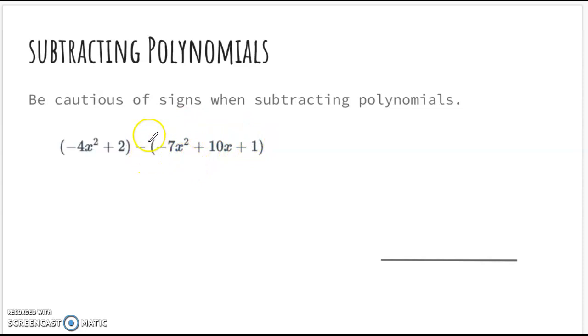And you almost want to think of it as you're taking the opposite, right? You're doing the opposite. Okay, so for example, you could go through and work to change all of your signs. So I've got negative 4x squared plus 2, and then I'm minusing a negative 7x, so that gives me a positive 7x squared. And then I'm minusing a 10x, so that's giving me plus a negative 10x.